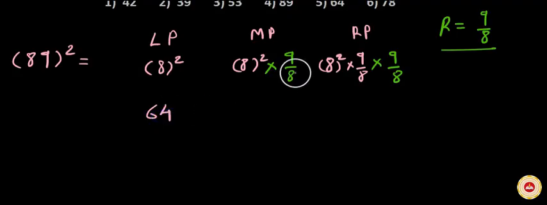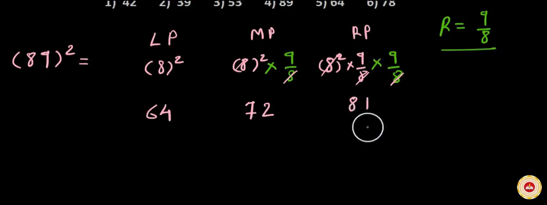64. Now cancel this 8 and 8. 8 nines are 72. Now the right part. There are two 8s in 8 square, that is 8 multiplied by 8, and in the denominator 8 multiplied by 8. So cancel these two 8s. 9 nines are 81. So in the left part there is 64, in the middle part there is 72, in the right part there is 81.